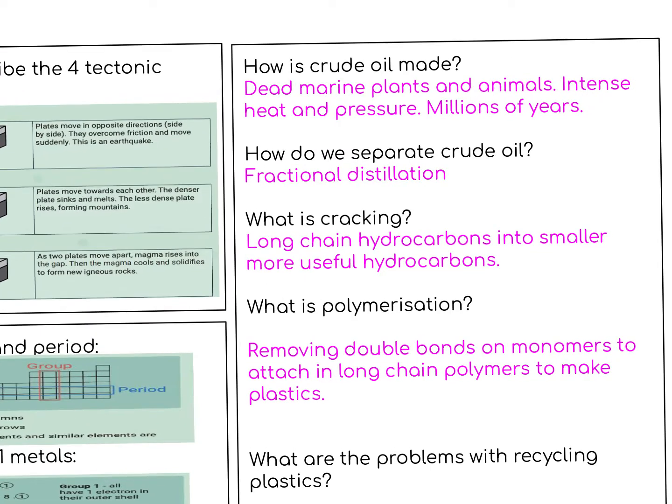Then, looking at how crude oil is made, this is really important. You need to remember these 3 steps. So, dead marine plants and animals, intense heat and pressure, millions of years. How do we separate crude oil? By fractional distillation.